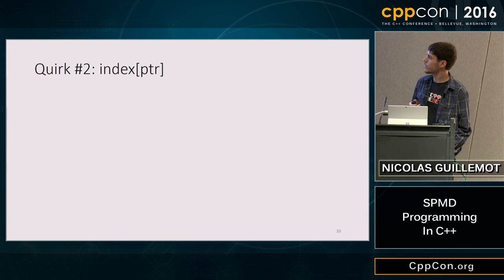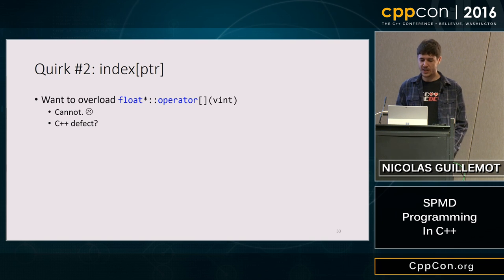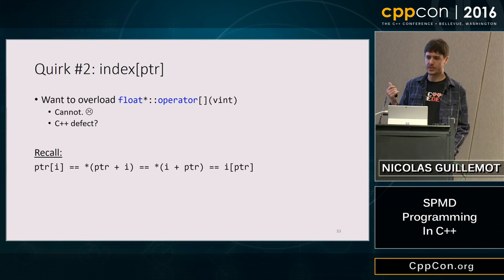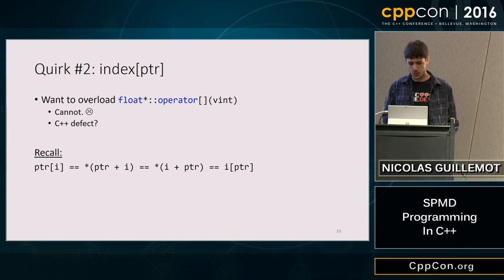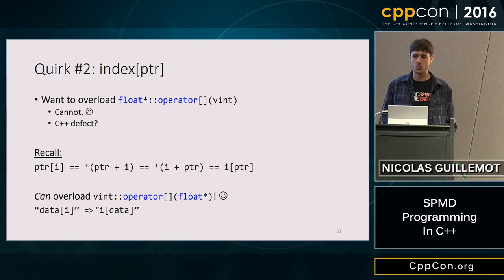Another thing you might have noticed if you look carefully is that when I index arrays, I write index of pointer instead of pointer of index, which is a bit weird. The reason is that you can't overload the operator to index a float pointer, because you can't overload operators for built-in types like that, as far as I can tell. So I abuse this identity, which works in all C programs: pointer[i] is the same as *(pointer + i), which is the same as *(i + pointer), which is the same as i[pointer]. By abusing that identity, I just overloaded the operator for vint, so you write the vint inside the square braces with the float pointer. When you translate code, you just have to switch the order of the arguments to the square braces operator, and other than that it just works. It's kind of a dirty trick, and it's basically just syntax, but maybe there's a way to fix this by adding new ways of overloading operators in C++.